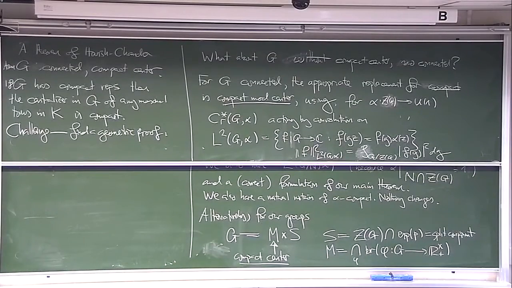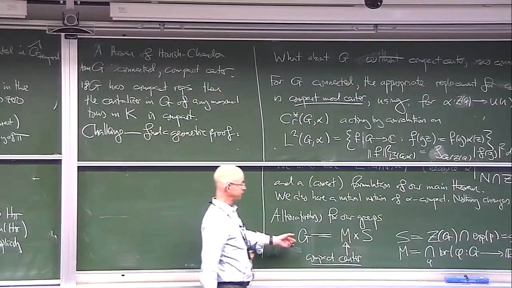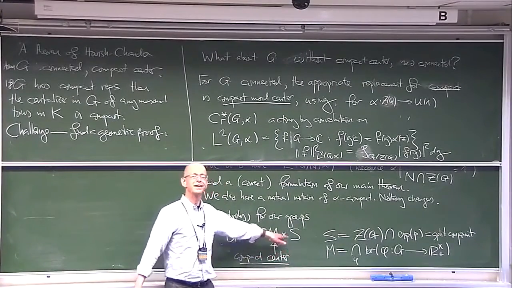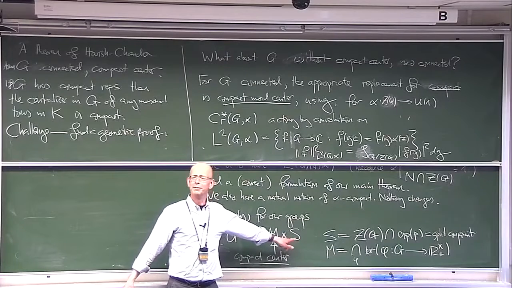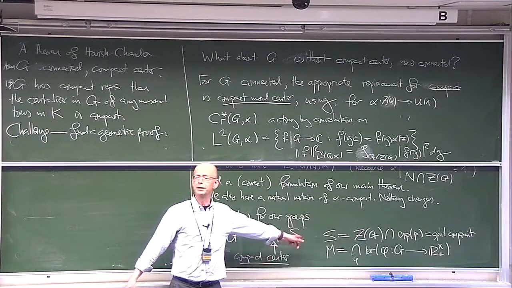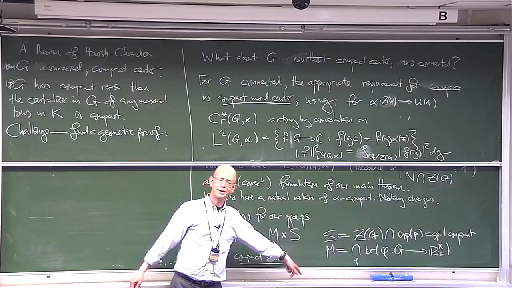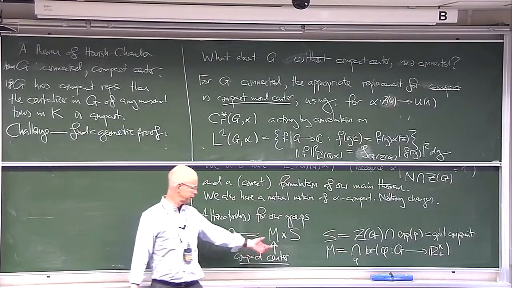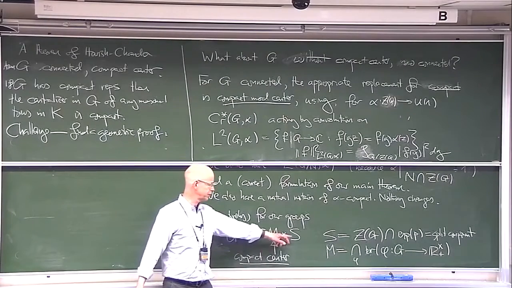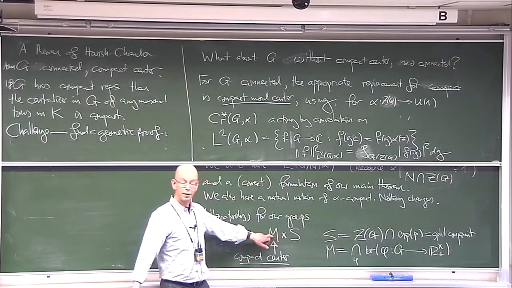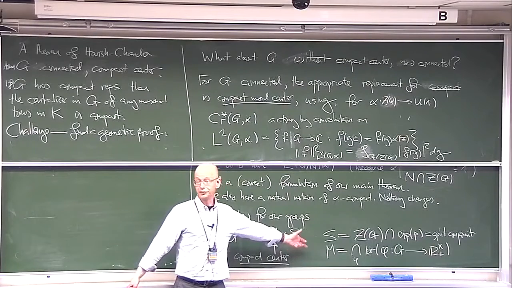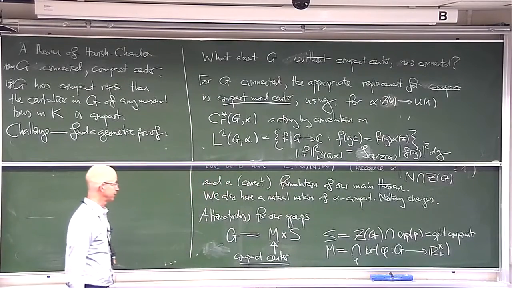And so every group either has compact center or does not have compact center. But if the center is not compact, it's only not compact for a stupid reason, because somebody multiplied this group against a big abelian group. And to understand the representation theory of this group is a piece of cake, because every representation of this product is just a tensor product of a representation of M, which is tricky, times a representation of this abelian group, which is easy, just a one-dimensional character.